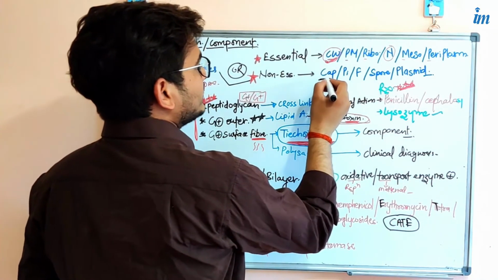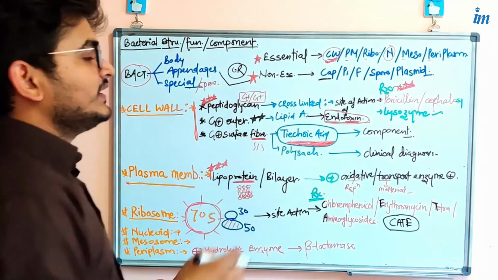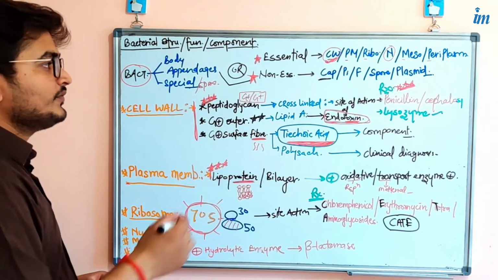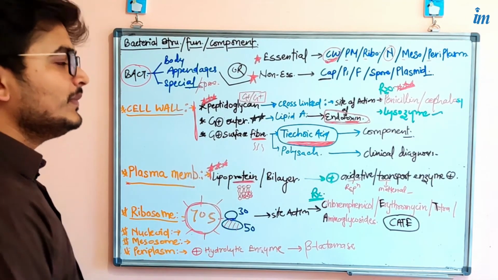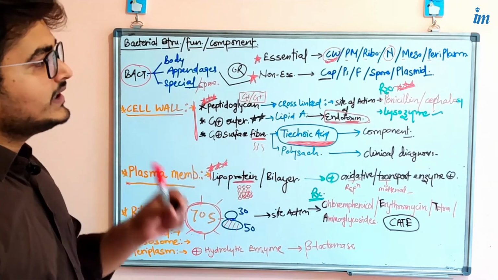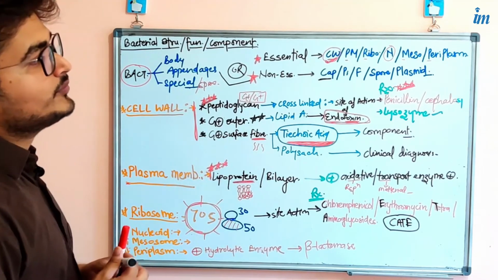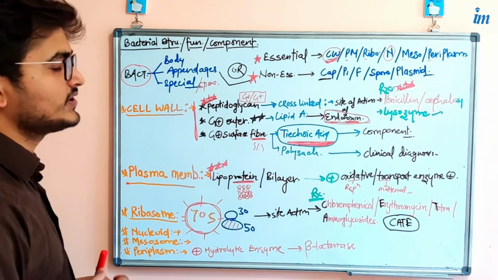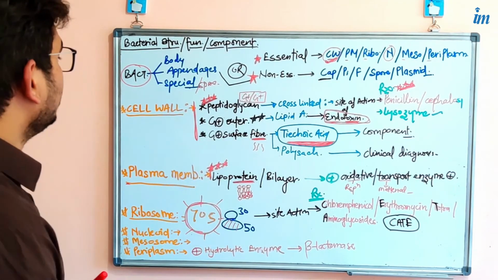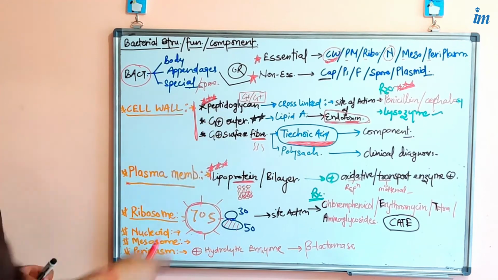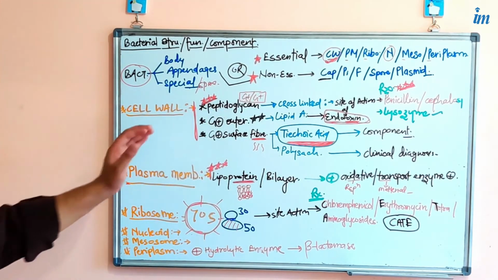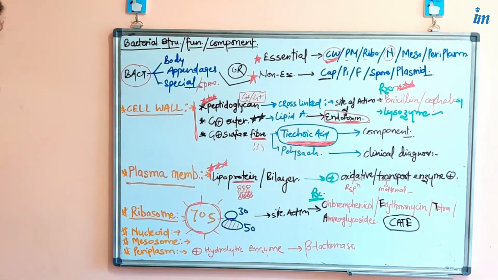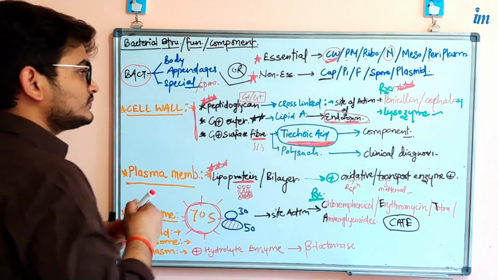So you don't have to be confused: whenever there is a non-essential structure, it can be removed. So what will bacteria do? Basically, bacteria will survive, but they will be unable to cause the disease, because most of the disease impact is caused by the non-essential structure, but not all. Okay. And the cell wall component is peptidoglycan, and the peptidoglycan layer is present in both gram positive and gram negative bacteria.